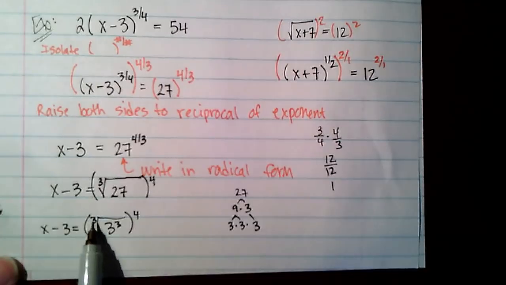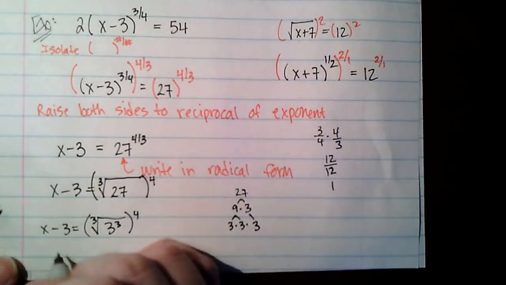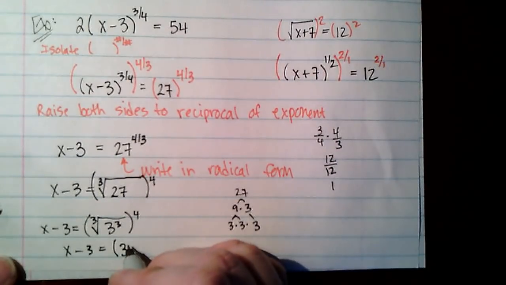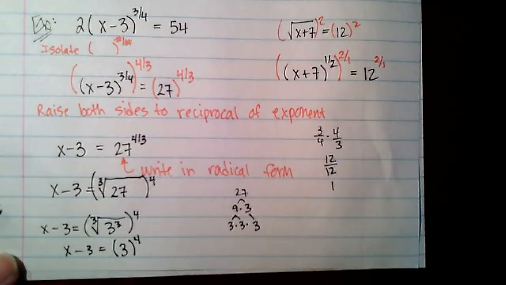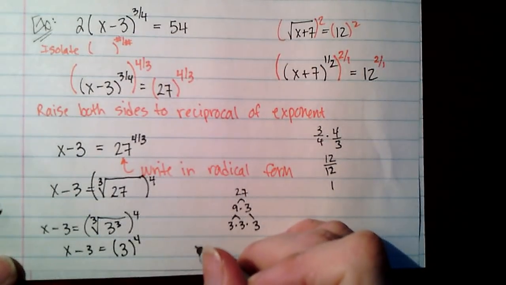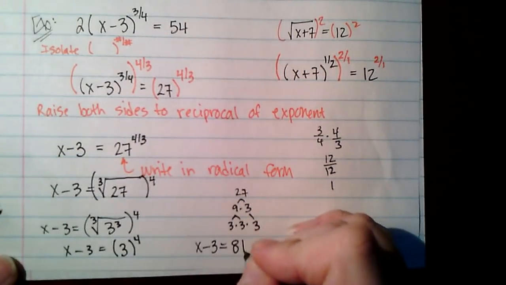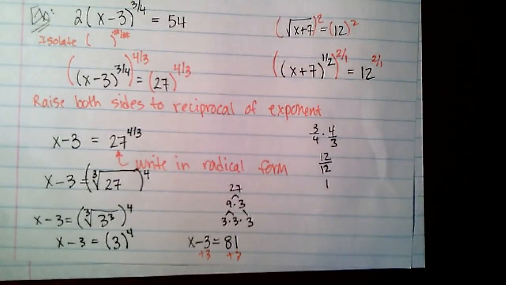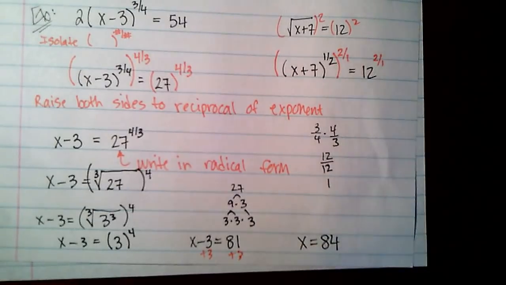So this index of 3 means 3 have to be in our group to get out. There are three 3s, so I have one group that gets out. So that will be x minus 3 equals 3 outside of the radical. No 3s are left in. And then to the 4th power, which gives me x minus 3 equals 3 to the 4th power, which is 81. Add the 3 to both sides, and that gives me x equals 84.